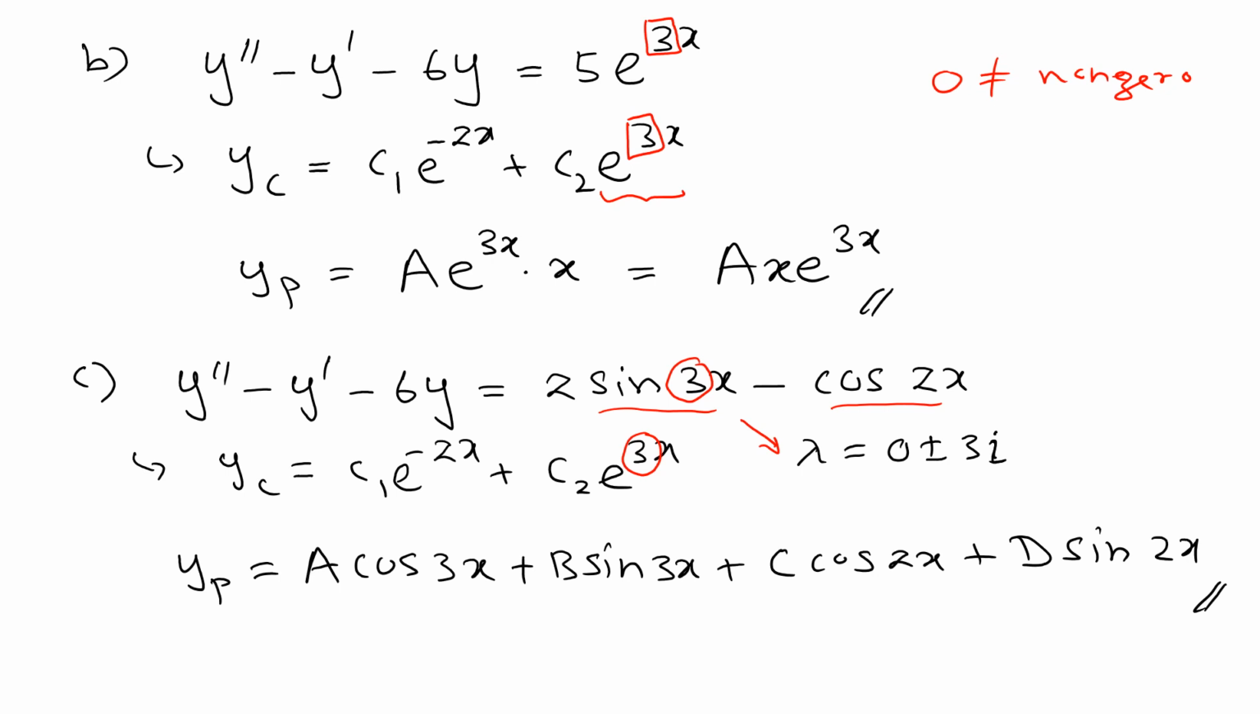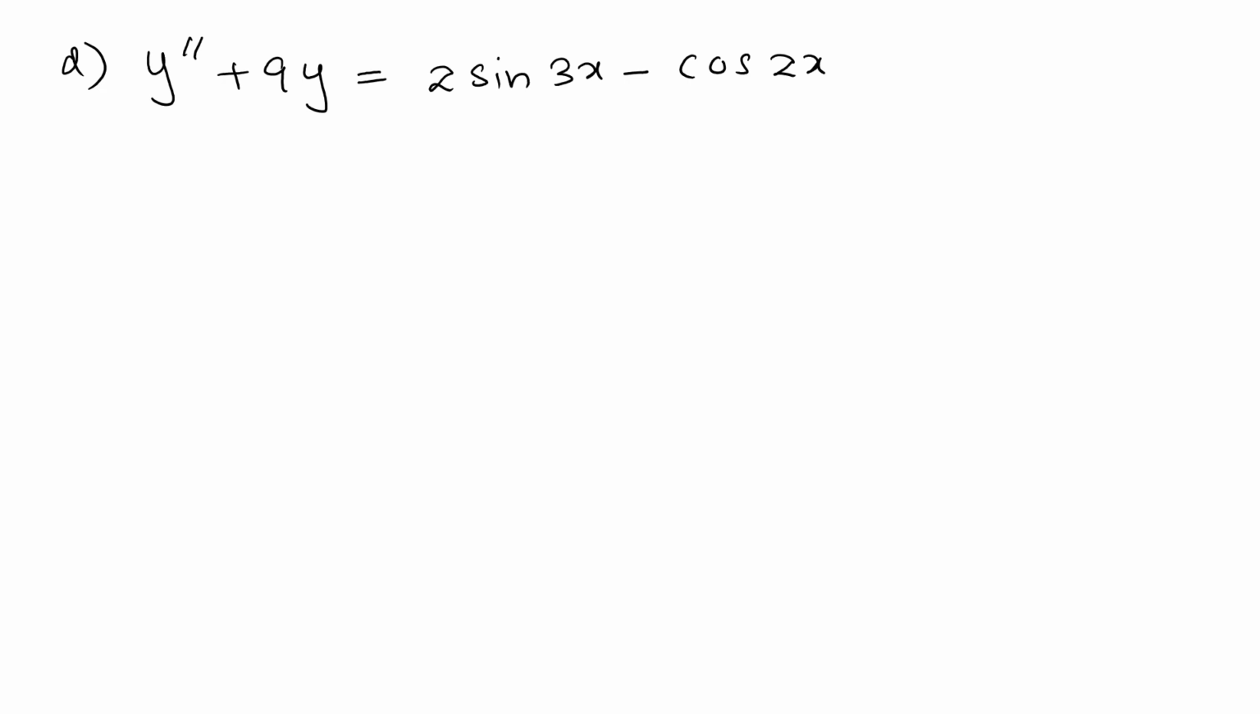Okay, so now let's look at this problem. It will be very similar to this one, but you will see that you get a different answer. So the next one, we have y double prime plus 9y equals 2 sine 3x minus cosine 2x. So you can see we changed the differential equation this time, but the other side is still the same. Let's see what happened here.